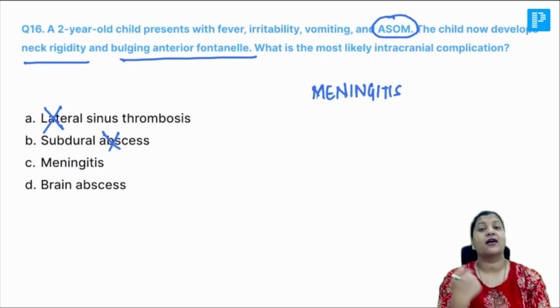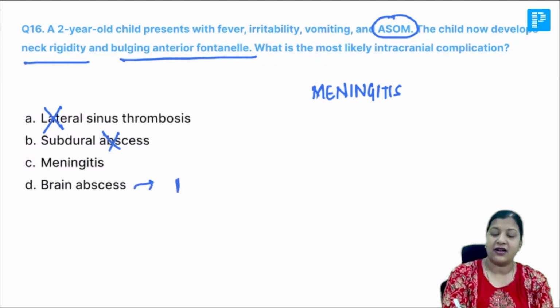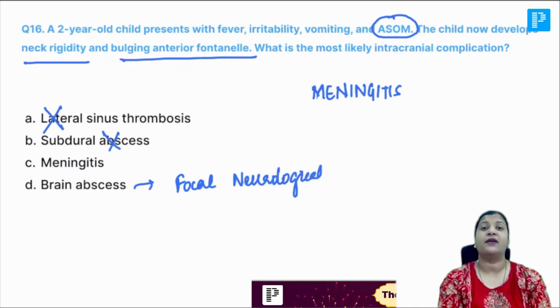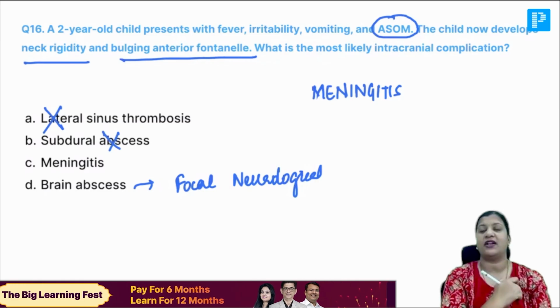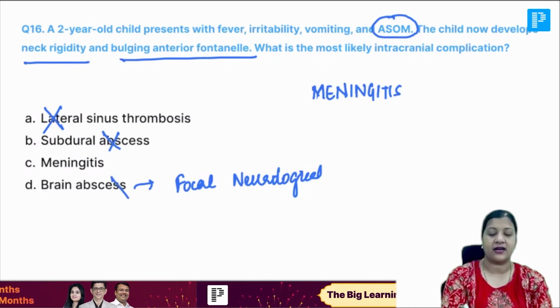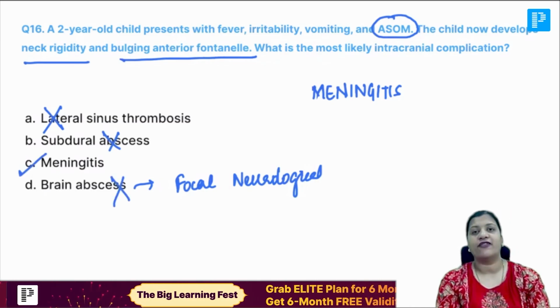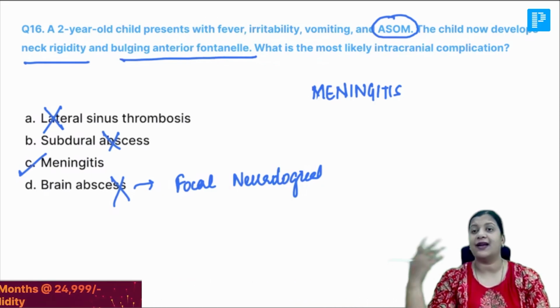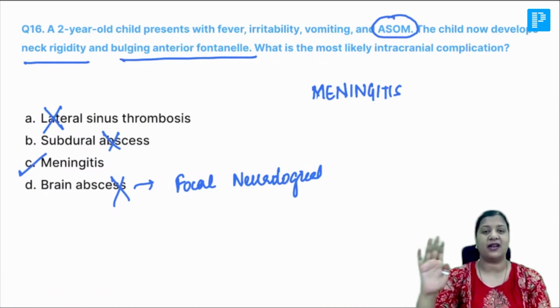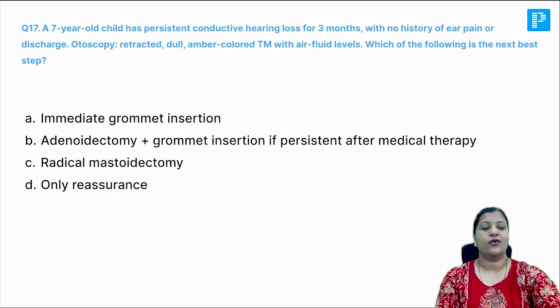Brain abscess can occur commonly after CSOM and not after ASOM. And if there is a brain abscess, there will be signs of some focal neurological deficits. They will give you aphasia, hemiplegia, hemianopia. Some focal neurological deficit would be mentioned, which is not given here, and that is why now we are even more confident that neck rigidity, bulging of the fontanelle, ASOM, fever, irritability, all of this goes towards meningitis, right? Let's go to the next question.